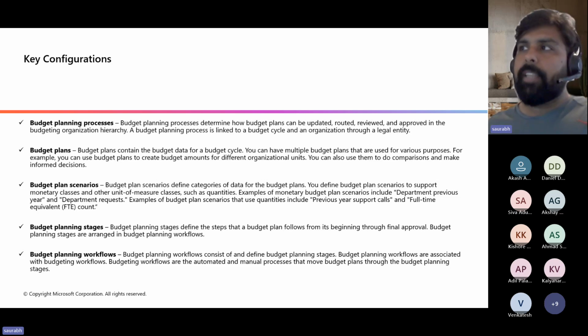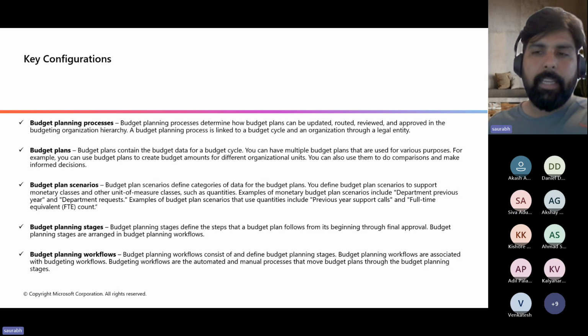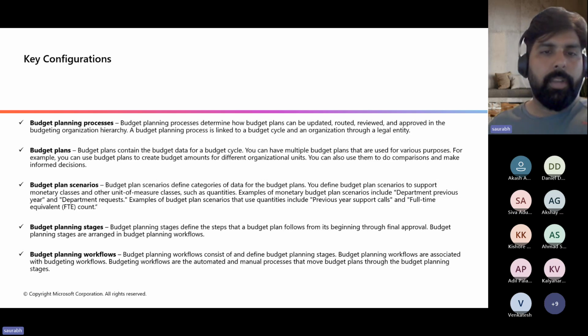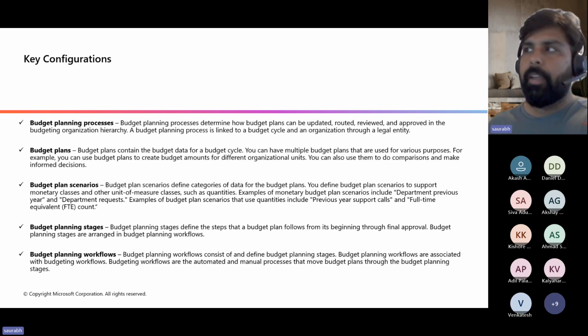And what are budget plans? Budget plans contain your budget data for that particular budget cycle, as I said. So if you are doing the quarterly, half yearly, or yearly budget planning, those will be the different budget plans you can create in this system. Now these budget plans can also be specific to, let's say, your IT department if you are doing it only at a department level rather than the organization level.